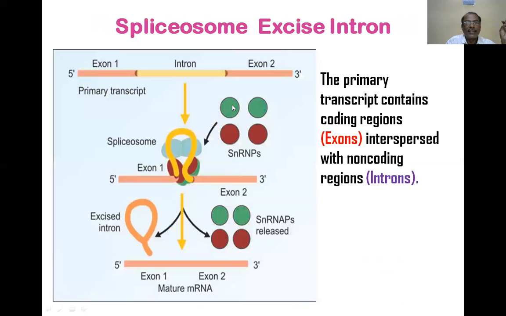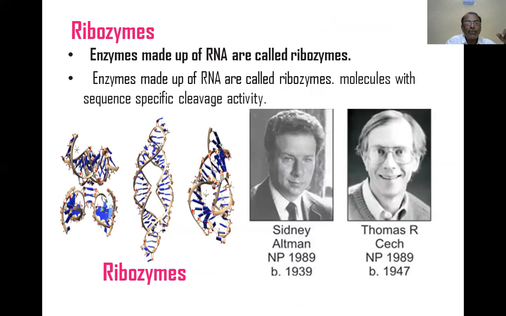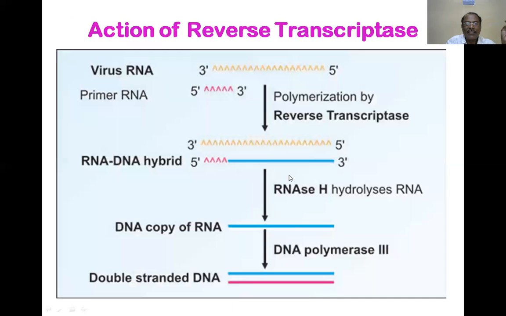In this splicing process, there are the spliceosome and ribozymes, RNA molecules having enzymatic character. All this time we know enzymes are proteins, but here, small RNA pieces act like enzymes, and hence they are called ribozymes. The discoverers are Sidney Altman and Thomas Cech. Both of them were given the Nobel Prize.